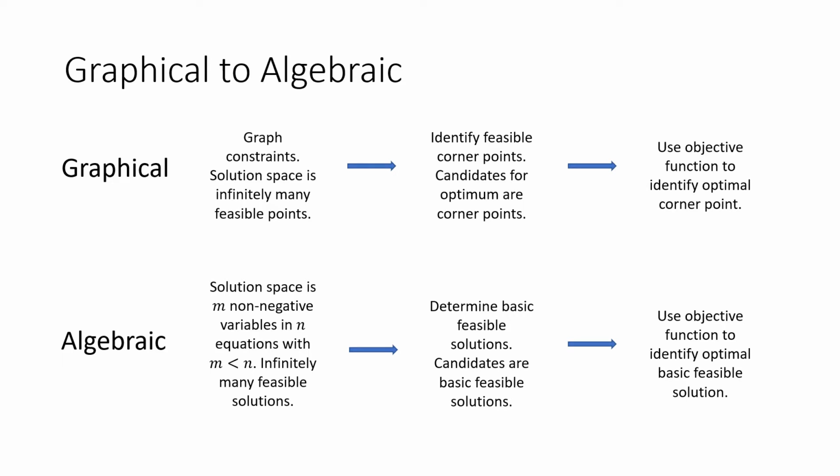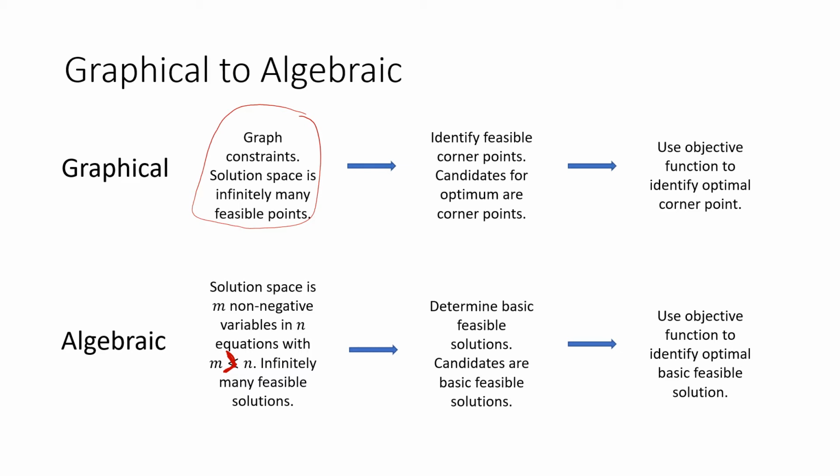So what we're doing is transitioning from the idea of the graphical solution to an algebraic solution. In the graphical solution, what did we do? We graphed constraints. The solution space is infinitely many feasible points. In an algebraic solution, we have m non-negative variables with n equations, with m less than or equal to n. Sorry, I just realized this is backwards. It is m greater than n. We have more variables than equations, but we have infinitely many feasible solutions.